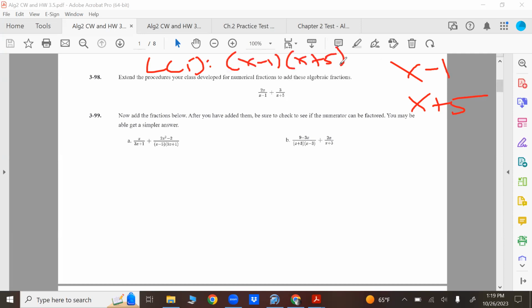Just the product of them will be your LCD, because that's an expression that has x minus 1 and x plus 5 built into it. Is x minus 1 a factor of the LCD? Yeah. Is x plus 5 a factor of the LCD? Yeah. If you want to FOIL it, go ahead. It's going to be x squared plus 4x minus 5. Again, is x minus 1 a factor of this? Sure. Is x plus 5 a factor of x squared plus 4x minus 5? Sure. So anyway, let's actually combine them. I'll do it down here because I need some space.